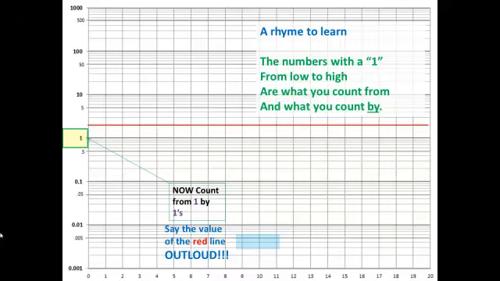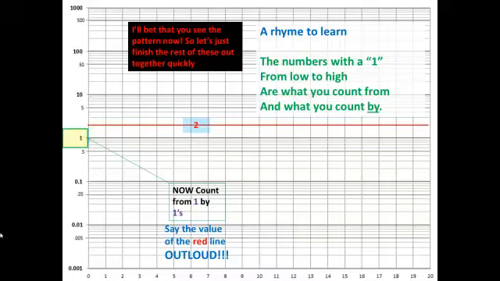So the next line up is 2. Now, I bet you see a pattern now. So let's just finish the rest of these out a little more quickly. 2 is where the red line is at now. The next line up would be 3, then 4, then 5 as labeled, 6, 7, 8, 9, and 10.